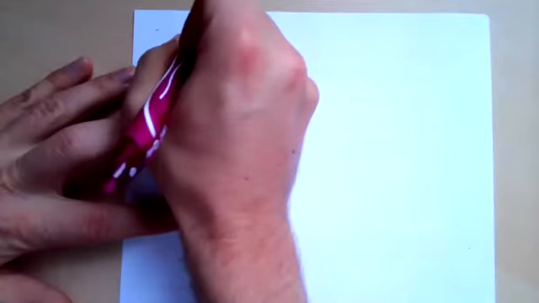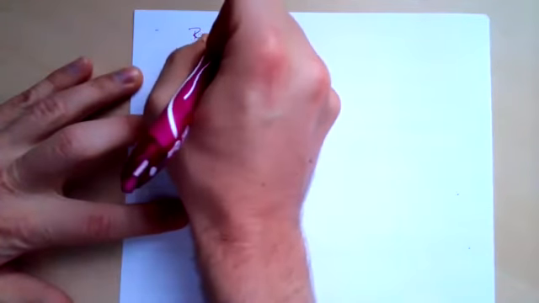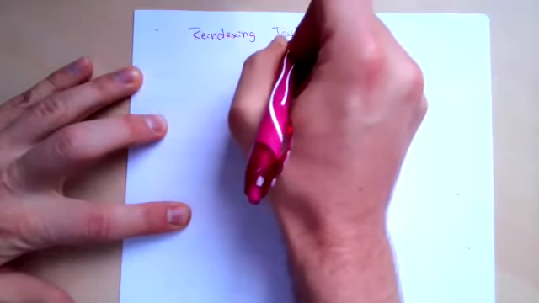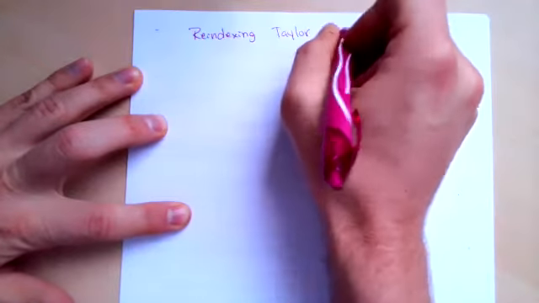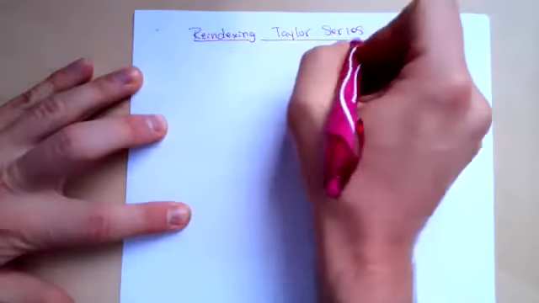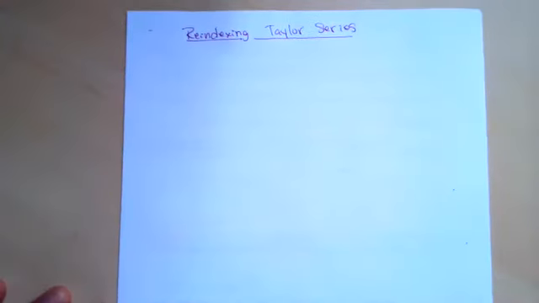Okay, so re-indexing Taylor series, we've talked a little bit about. Let's go over it again and see where it comes up. I think I mentioned it last week, but it's been a little while since we've seen it. And now that we're going to be doing more of these Taylor series, especially derivatives and integrals, we're going to have to do it quite a bit.